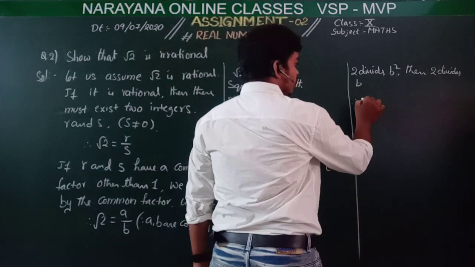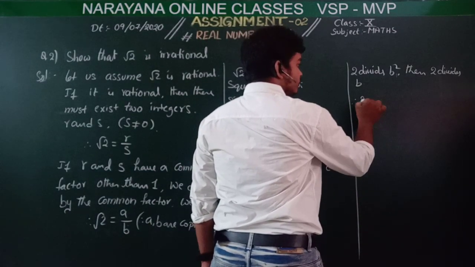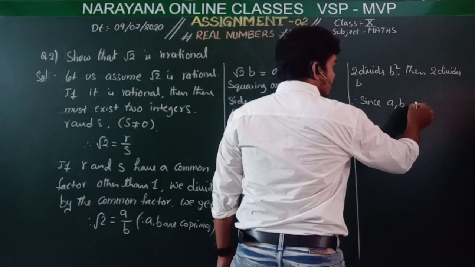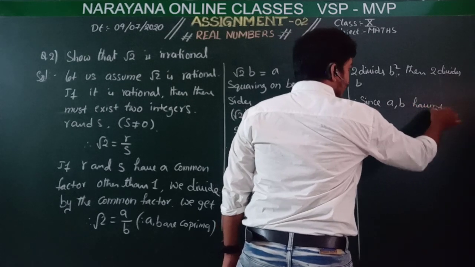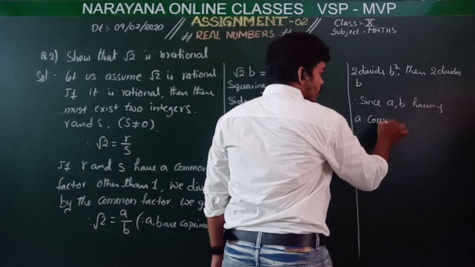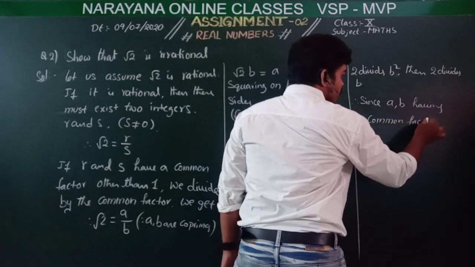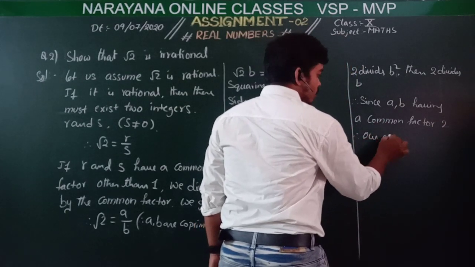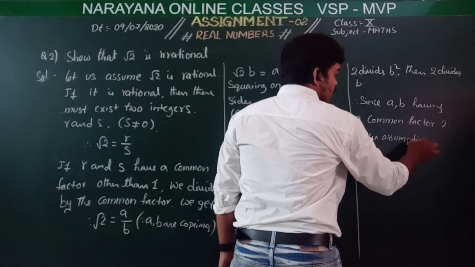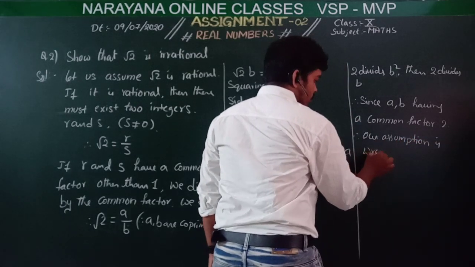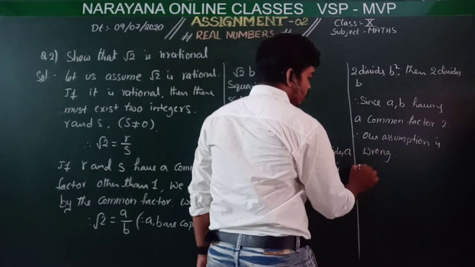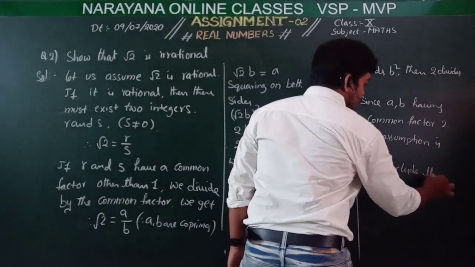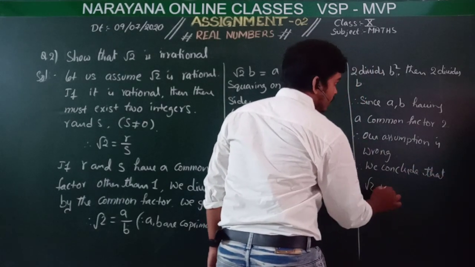Therefore, since a, b are having a common factor, factor 2, our assumption is wrong. So we can conclude that root 2 is irrational.